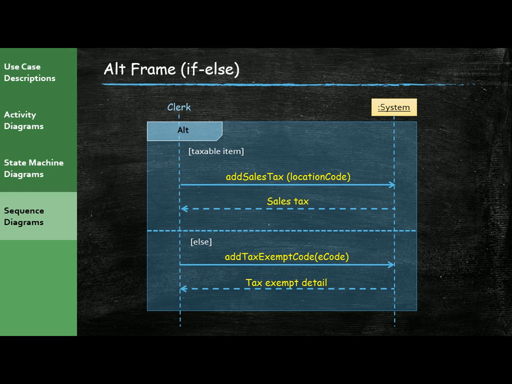So else, if it's not taxable, in other words, if it's not a taxable item, we're going to add tax exempt code and then get back tax exempt detail. Now, we could just as easily, instead of having else, have an additional condition.